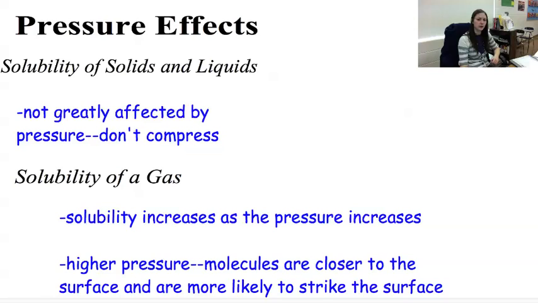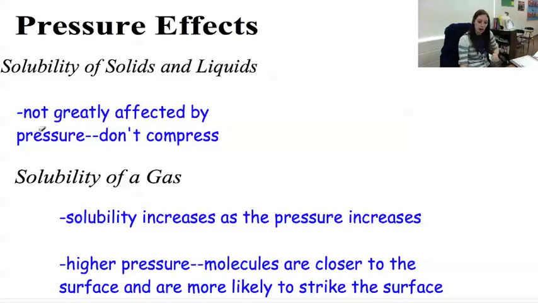When we look at solubility for solids and liquids with pressure, we're not greatly affecting it because they don't compress. If I have a solid or liquid, it's not going to dissolve better or less if I have more or less pressure because they really don't compress. They're already as close as you can get them together.